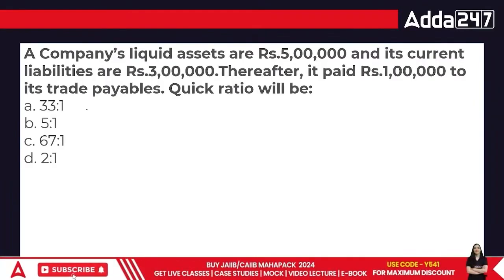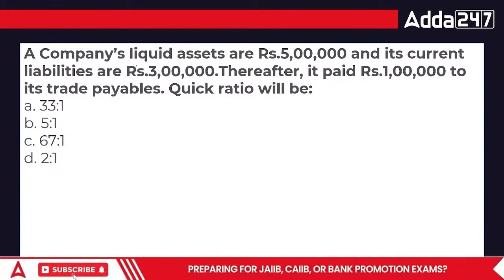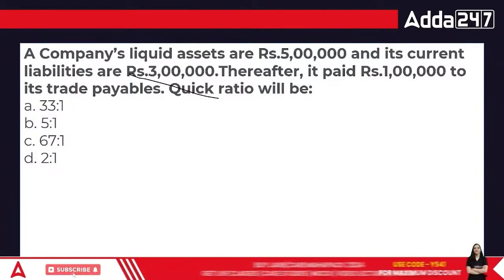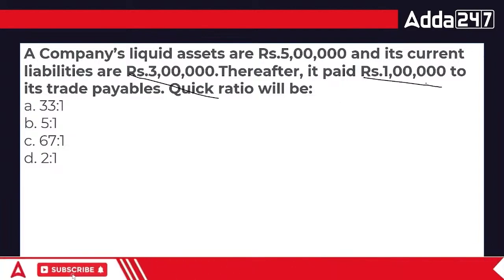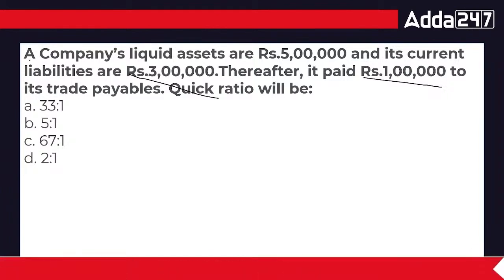Acha everyone, here comes a numerical question. The question says that the liquid assets are 5 lakh rupees and the current liabilities are 3 lakh rupees. Thereafter, it paid rupees 1 lakh to the trade payables. Quick ratio will be what? Everybody, what would be the value of quick ratio?